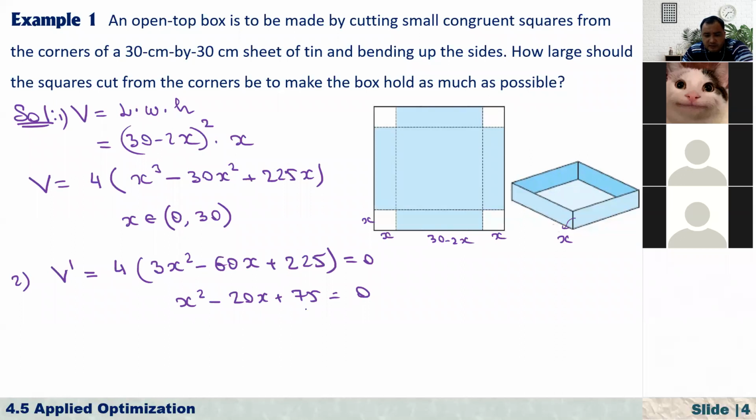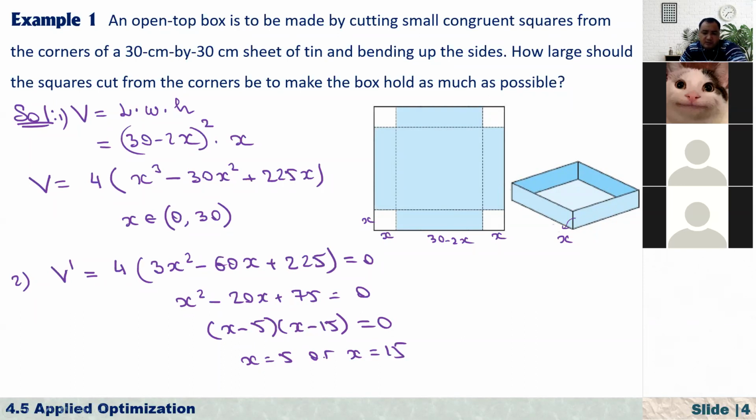So the 75, I can just write it as minus 15 times minus 5, right? And then minus 15 plus minus 5 equals minus 20. And that's why I can factorize it as (x minus 5)(x minus 15) equals 0. Okay. Because minus 5 times minus 15 is equal to 75, and minus 5x minus 15x is equal to minus 20x. Now from here, x is equal to 5 or x is equal to 15.